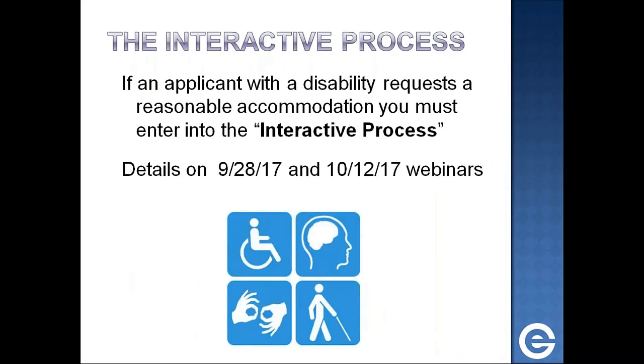These are hiring individuals with disabilities. So if an applicant with a disability requests a reasonable accommodation, you must enter into the interactive process. We are going to go over this a little bit in our process tomorrow, but you do want to be aware of this. You have to enter into the interactive process.